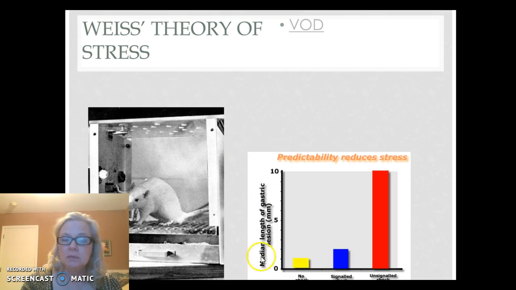This is a medium length of gastric lesion. For those who had no predictability of stress, they still did develop a lesion. For those that had a signaled shock and they were able to lessen, or they were able to know what was coming at them, you can see the gastric lesion is at about 2 millimeters. For those who had unpredictable shocks, the gastric lesion was at 10 millimeters. And this is analogous to our own lives as humans.